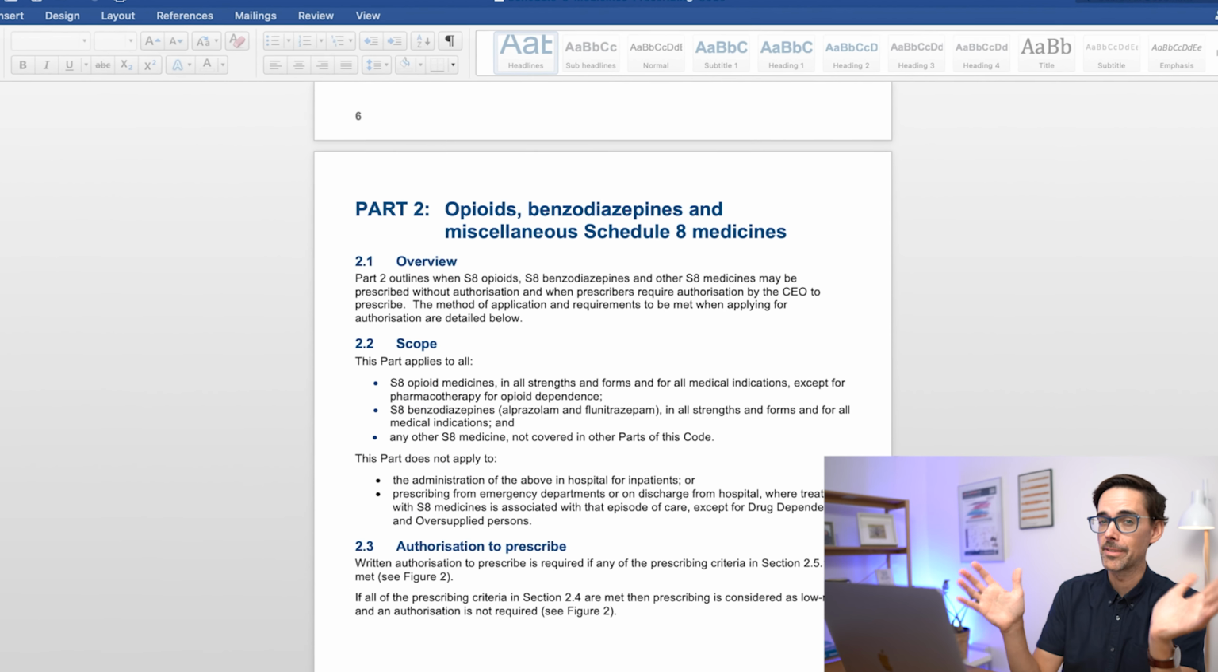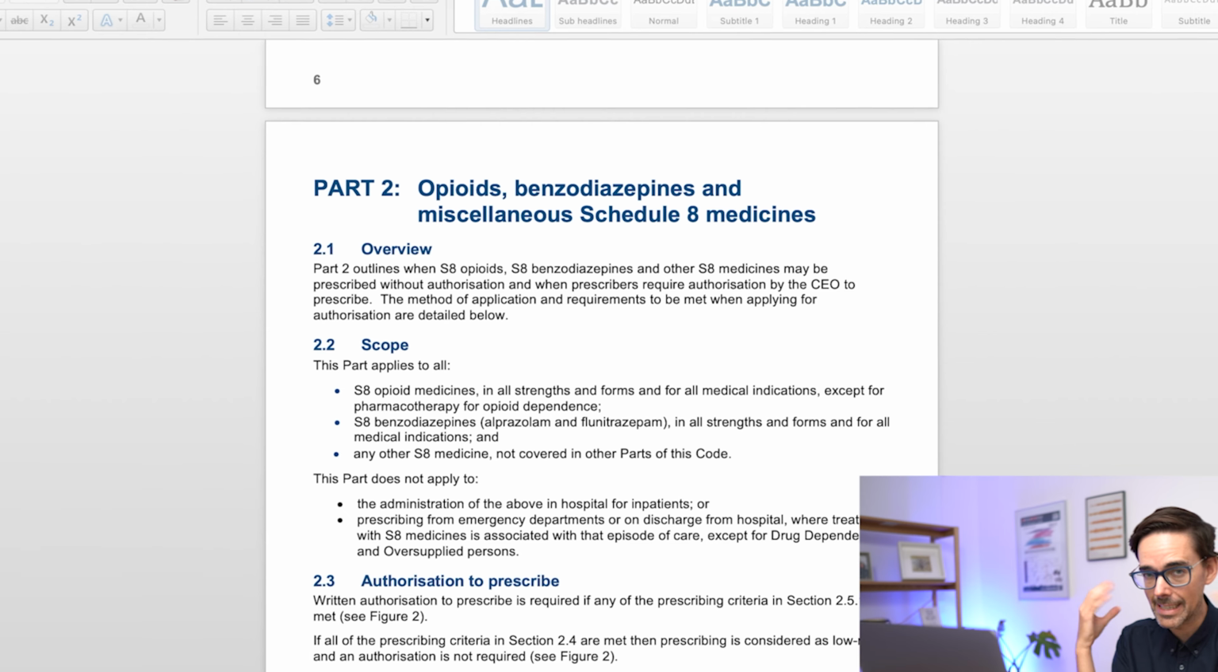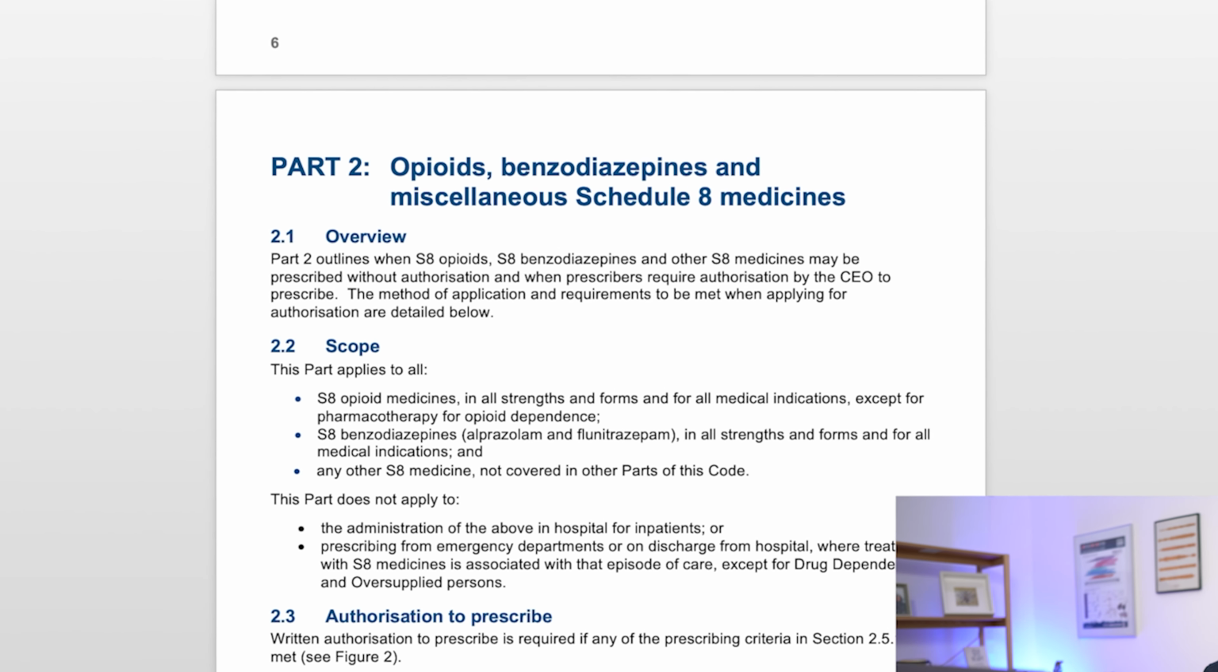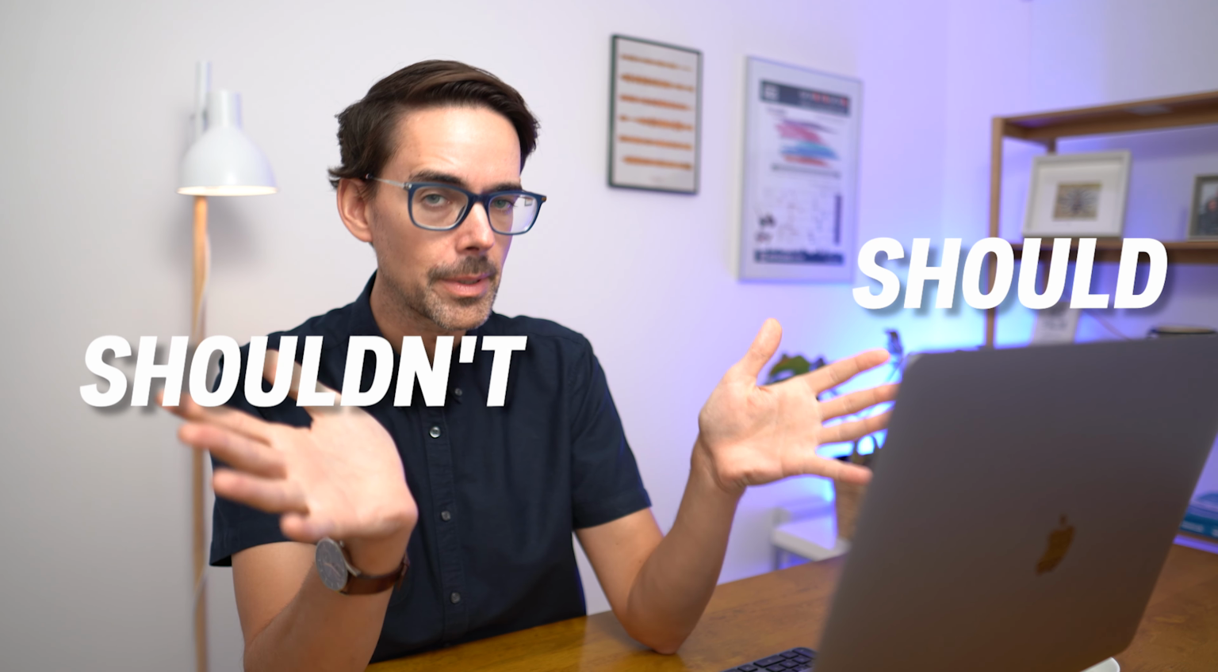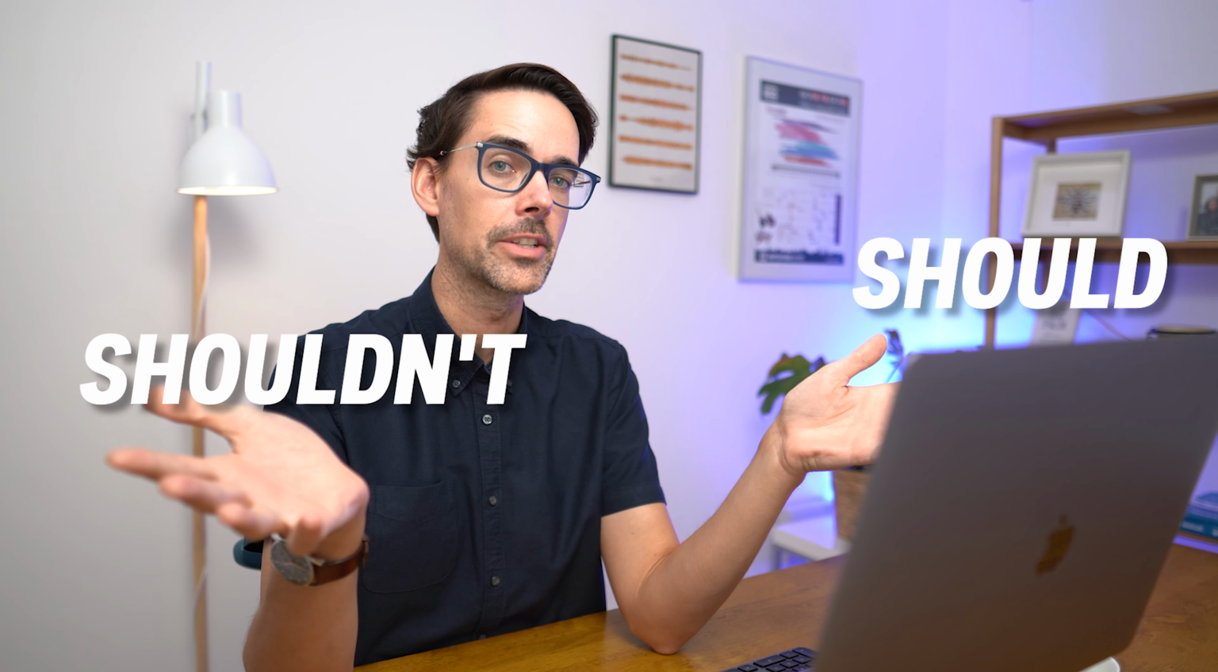And part 2 is where the fun begins, to be honest, because this sets out all of the rules that we have to follow when we are prescribing Schedule A drugs for our patients. And one thing I want to point out before we go into this is that I'm not here to tell you whether you should or you shouldn't be continuing those prescriptions for your patients. You just have to follow the rules if you are bent on prescribing those drugs for your patients.